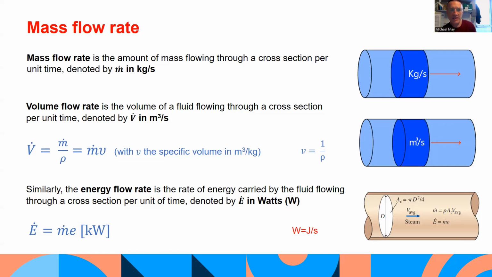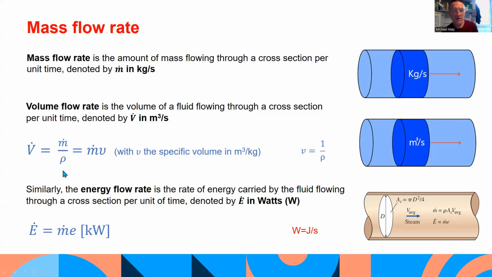Volumetric flow rate, on the other hand, is the volume of a fluid flowing through a cross-section area per unit time, denoted by V dot in meters cubed per second. So now, if you can imagine a meter cubed of fluid flowing past a particular point in the pipeline every second, you would have a volumetric flow rate of 1 meter cubed per second.